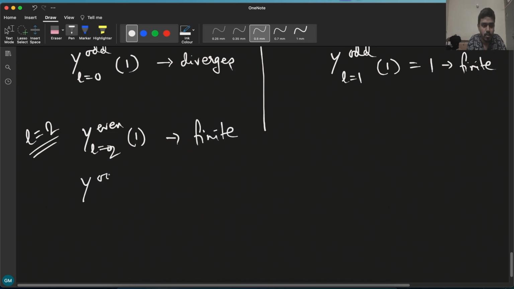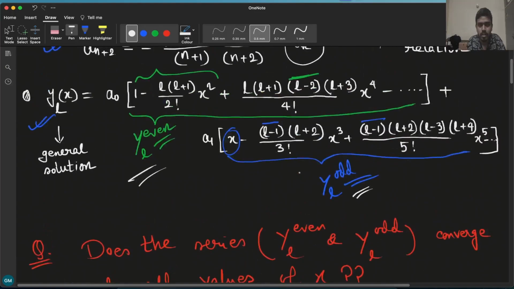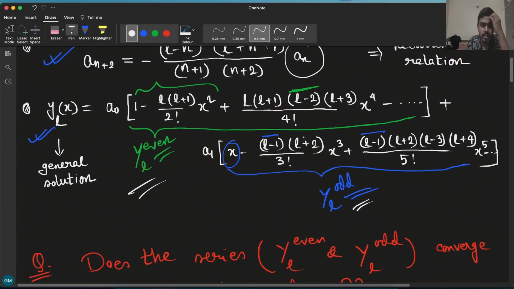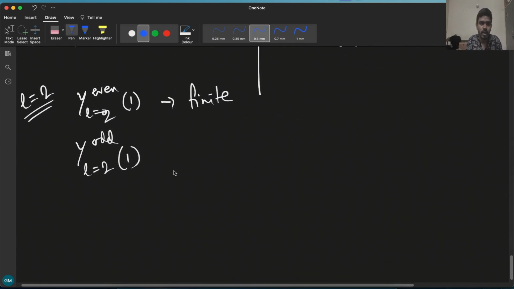And for odd, L equals 2. If you look at this odd series, you can see there are L plus 2 kind of terms. So you cannot truncate the series by putting L equals 2. You cannot truncate the odd series basically, okay. So it diverges.